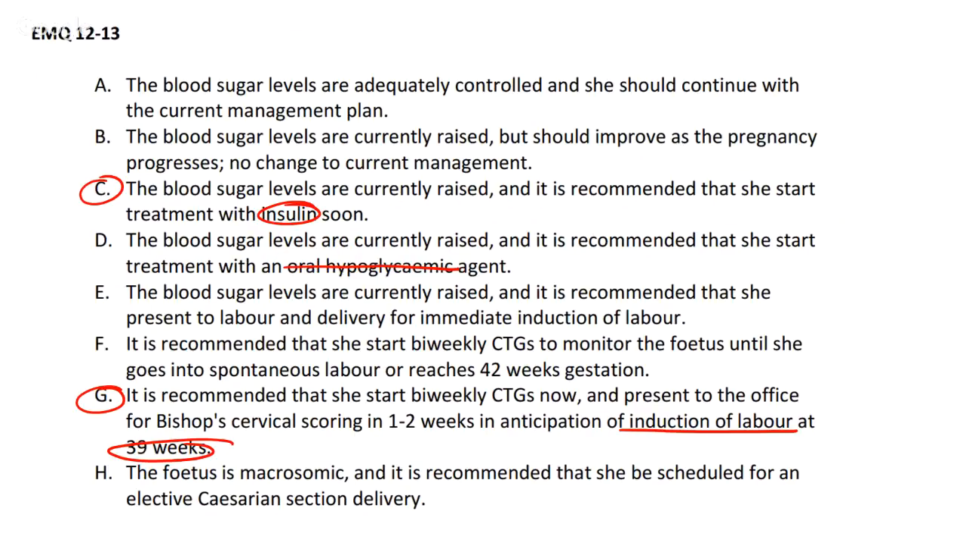What is that? Sorry? Yeah, it is recommended bi-weekly CTGs until she reaches 42 weeks. So this would likely be someone who had delayed labor, a post-dates pregnancy. If they're already 40 weeks and they still haven't given birth, then by 42 weeks you'd have to deliver the baby. So twice a week CTG, because the risk with having a post-term pregnancy is, one, birth trauma, and second, stillbirth.